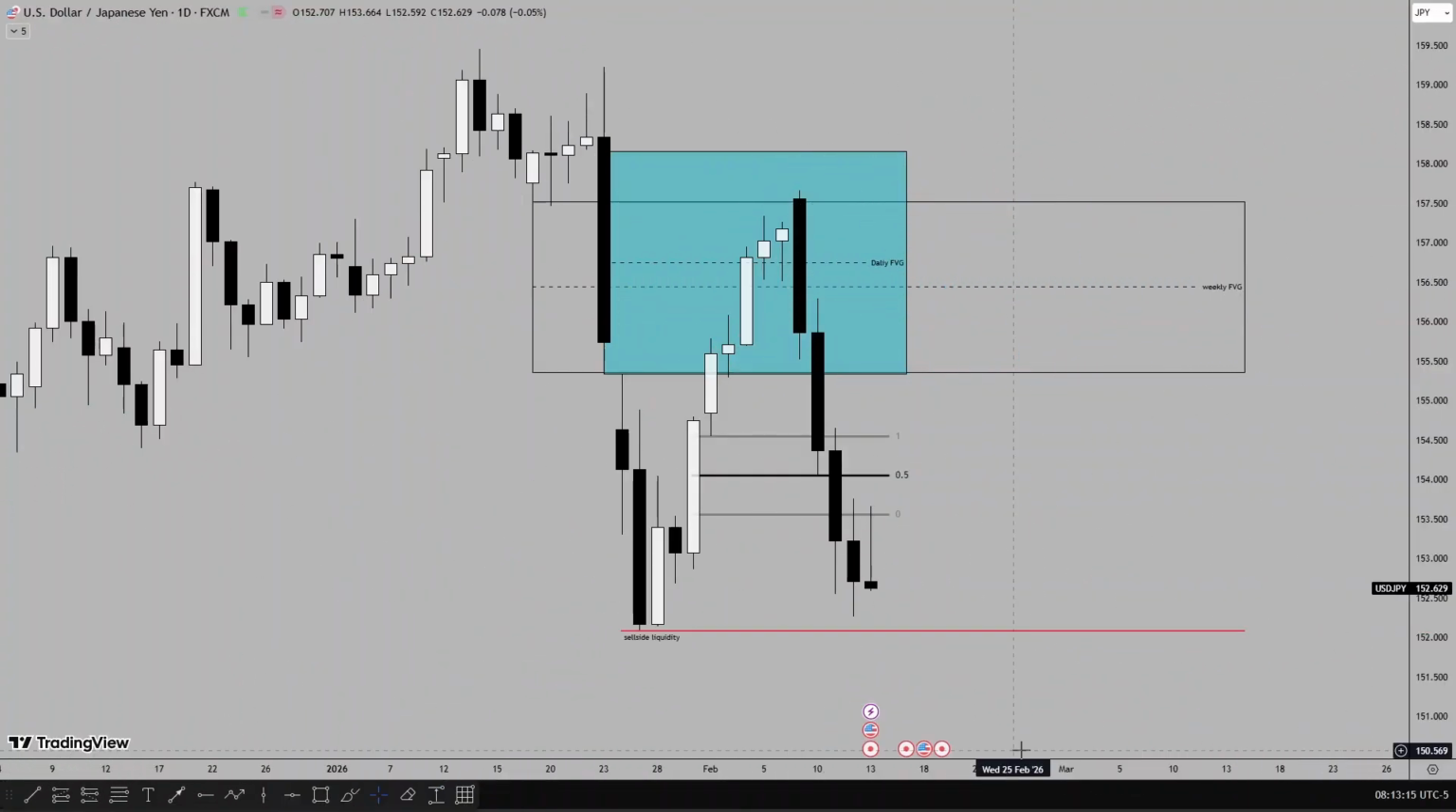On the daily time frame on USD JPY, last week and on this week's live chart analysis, I talked about price trading lower. My first draw on liquidity is a fill on the daily fair value gap, and then to see a complete run on the sell side liquidity.